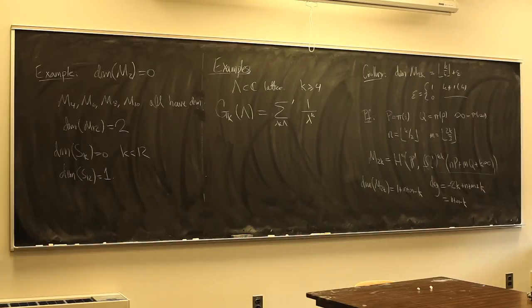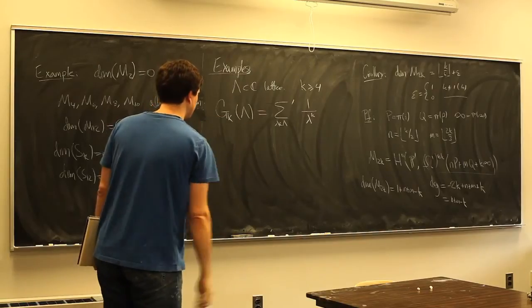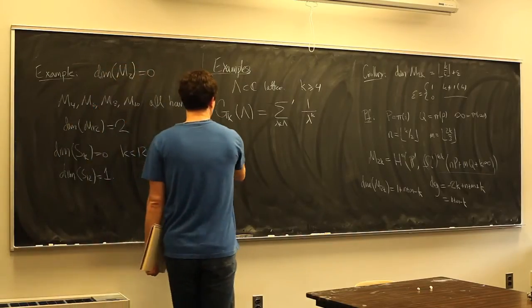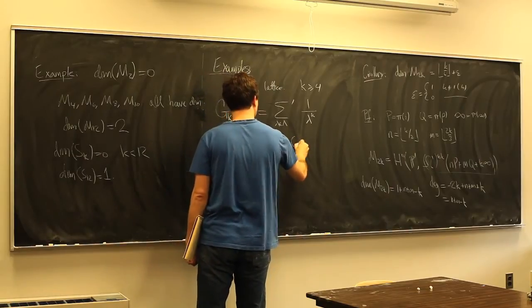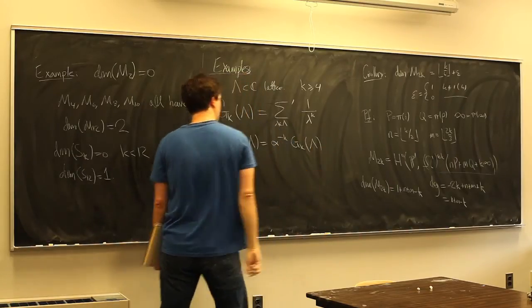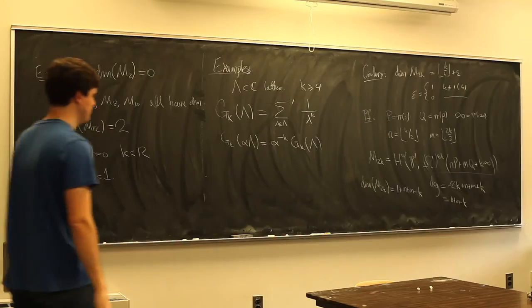All right, so you can show that because k is big, this thing has good convergence properties. So you don't have to worry about any of that stuff. And this obviously scales in the right way, right? I mean, g_k of alpha lambda is clearly alpha to the minus k g_k of lambda. So it looks like it's going to be a modular form. And now we just need to check the holomorphicness conditions.